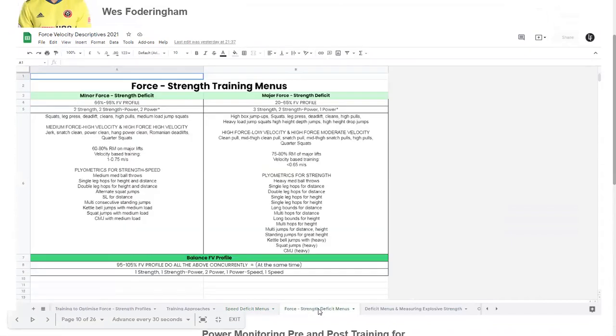These are strength deficit menus. And again, with suggested training loads, depending on where the focus is. And again, plyometrics for strength speed, single leg work, double leg work, whether you've got a balanced profile here.